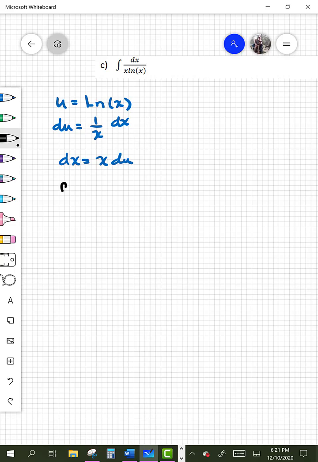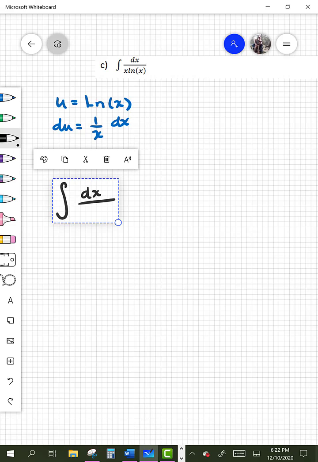So now looking at the integral, we have the integral of dx. Oops, but dx is the same thing as x times du.